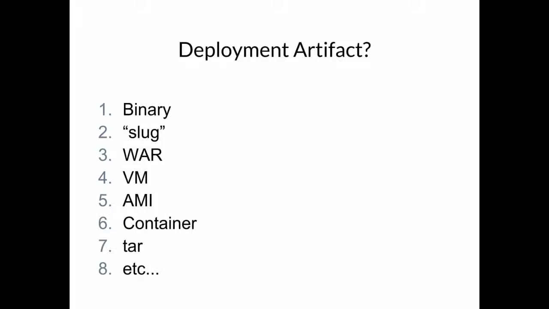So what do I mean by deployment artifact? This can be a lot of different things depending on what you're doing in production, what you're doing with your local code base. It can be a binary, it can be a slug like Heroku uses. This could be a WAR file, it could be a VM. This could be like an AMI image, a container, a tarball, whatever it happens to be that you actually ship.